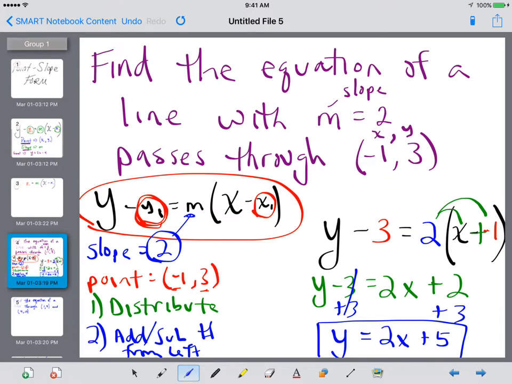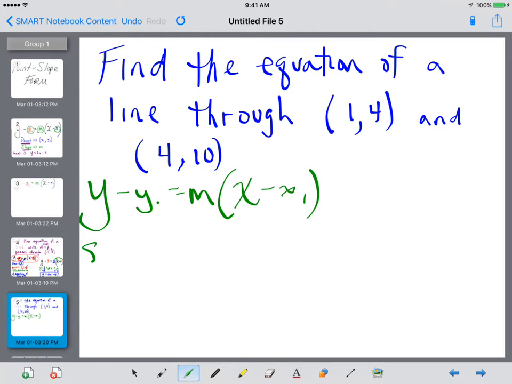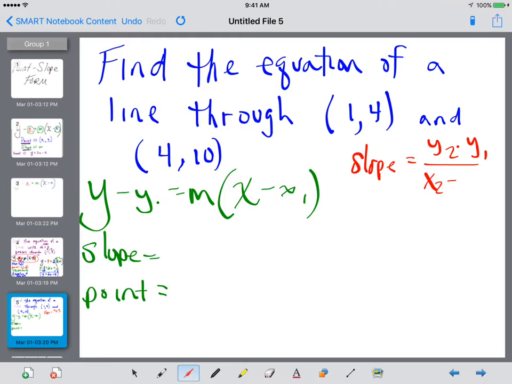Okay, I'm going to show you one more example, and this one's a little more complicated. It says to find the equation of a line through 1, 4, and 4, 10. So again, the two things we need, so remember it's y minus y1 equals m times x minus x1. We need the slope, and we need a point. Well, we can choose either one of these points. The one thing we don't have right now is the slope. So the first thing I'm going to do is I'm going to pull my slope formula out. y2 minus y1 over x2 minus x1. I got to find the slope.